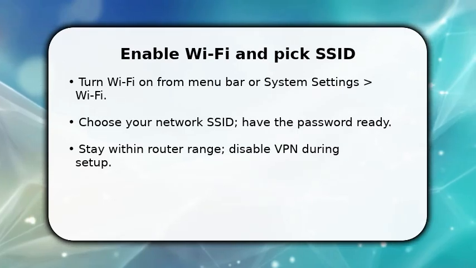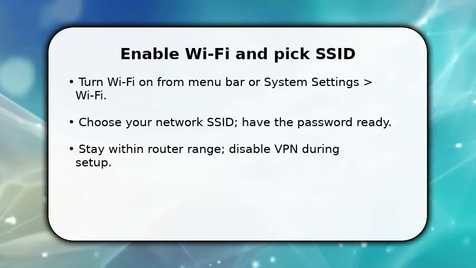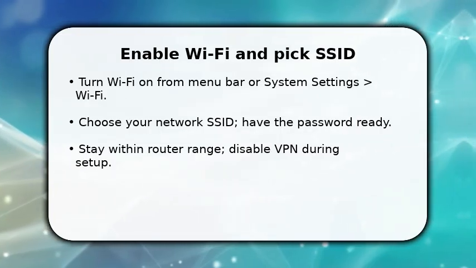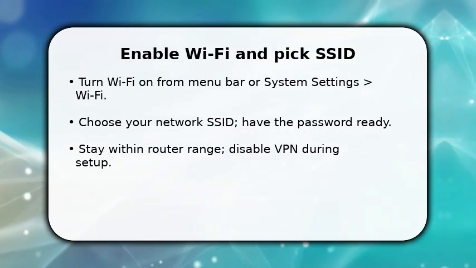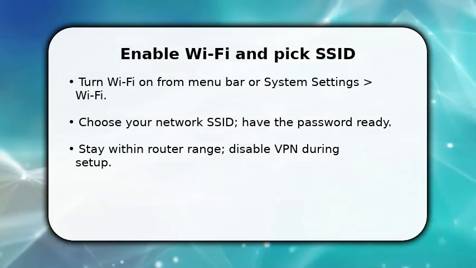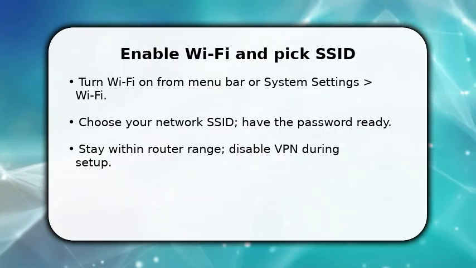Enjoy the video. You start by enabling Wi-Fi and selecting the correct network SSID. Click the Wi-Fi icon in the menu bar or open System Settings Wi-Fi, then pick your network. Enter the password exactly as provided. Capitalization and special characters matter.